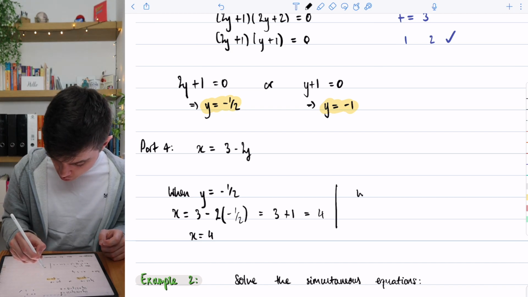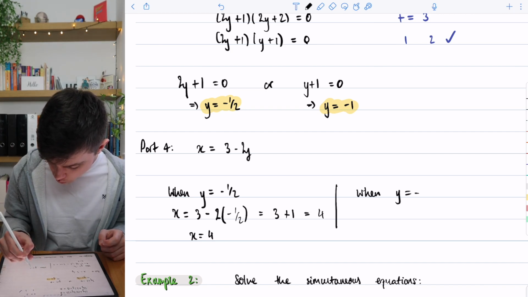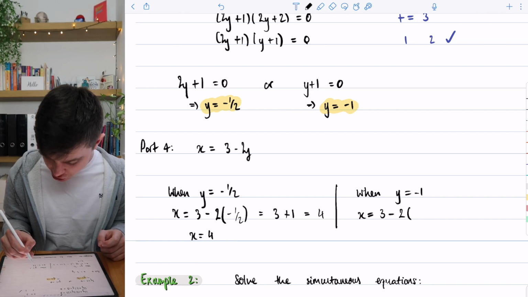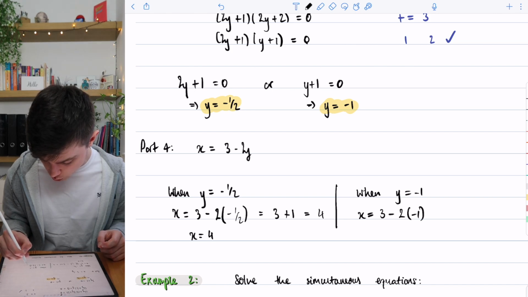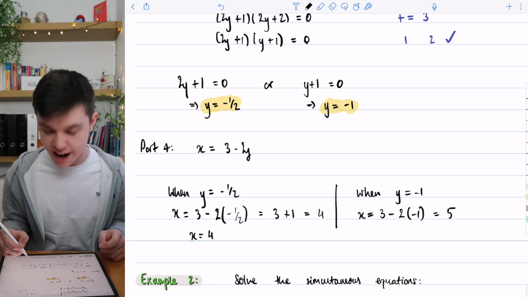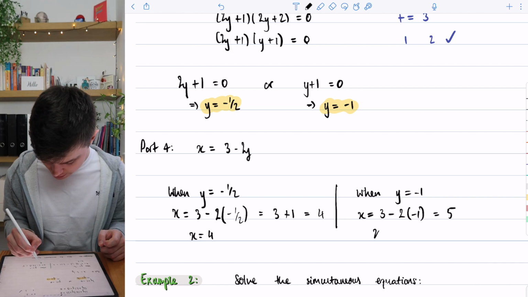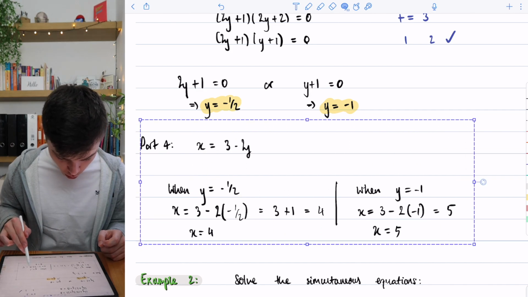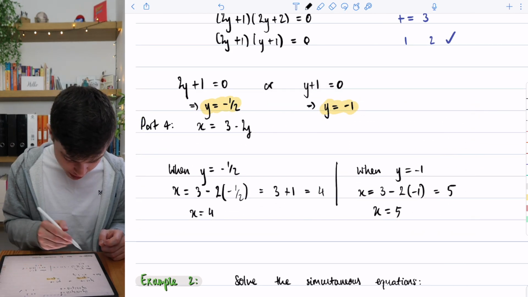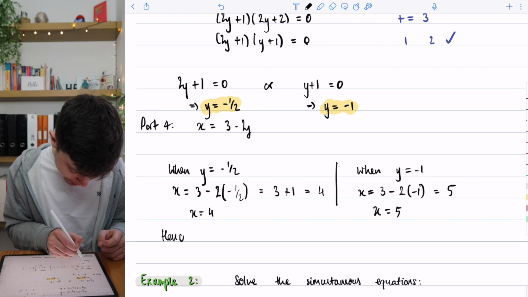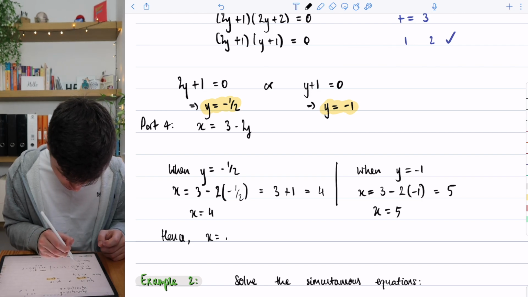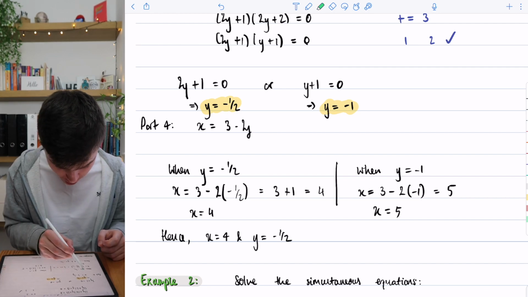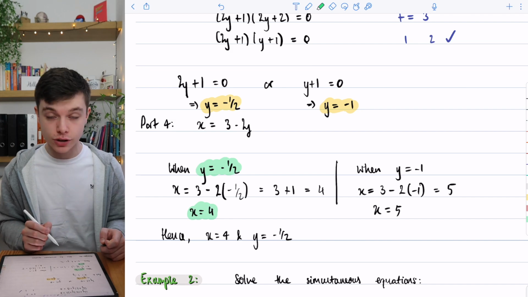But we've also got when y is equal to minus 1. And when y is equal to minus 1, x is equal to 3 minus 2 times y, which is minus 1, and that is going to give me 5 because it's 3 plus 2. So x is equal to 5. Now I'm going to move all of that up because what I always like to write is, hence, x is equal to 4 and y is equal to minus a half from that pair of solutions.